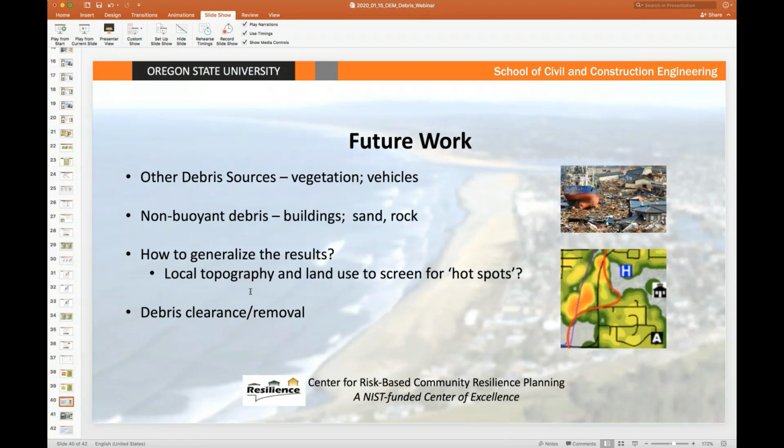What model did you use for the debris transportation advection model? Could you please tell a little bit more about it? Slide 30. Thank you. Yeah, sure.